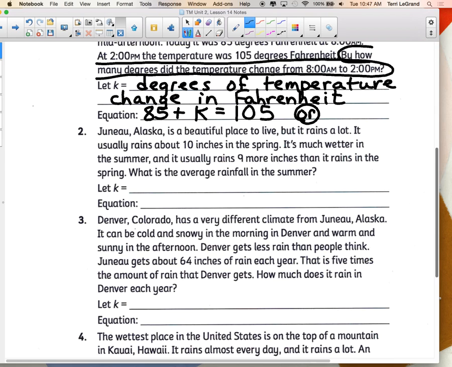105 minus 85 equals K. Okay, 105 minus 85 equals K. So the temperature at the end of the day, take away the temperature at the beginning of the day, should give us how much it changed by. Do we agree? Okay. So there's another way we could write the equation.